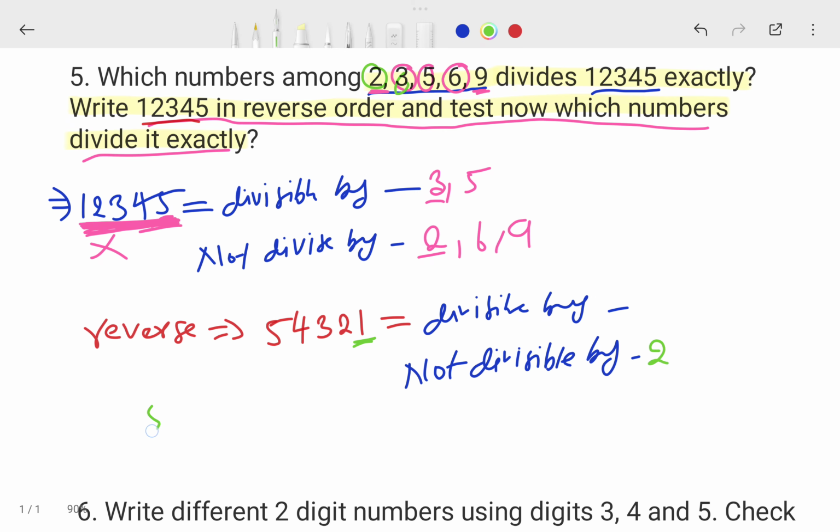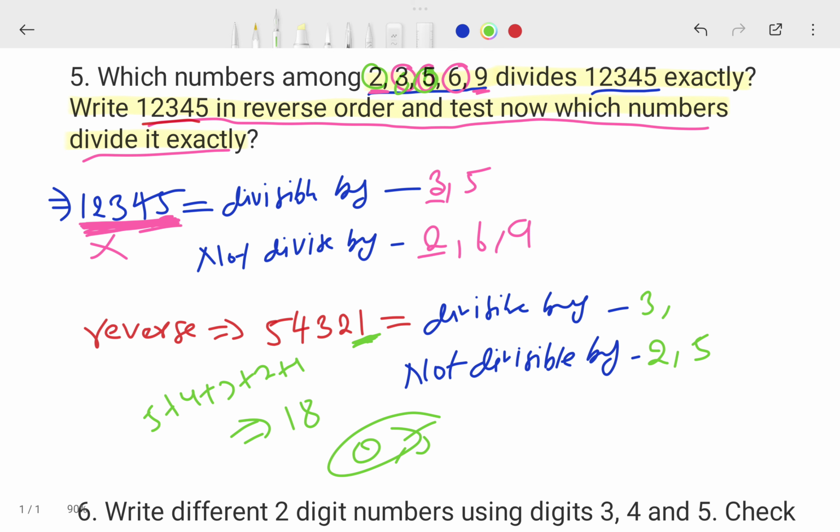For 3, add the digits: 5 plus 4 plus 3 plus 2 plus 1. If you add this, it is going to be 15. In the 3 table, 15 is there? Yes, it is there. So it is divisible by 3. Now let's check if it is divisible by 5 or not. The end digit must be 0 or 5. So here the end value is 1 only, so it is not divisible by 5.